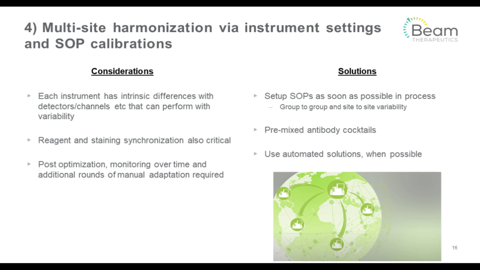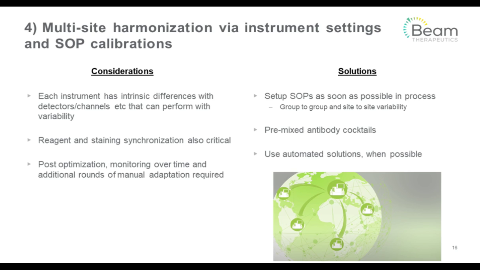The next area for optimization is really multi-site harmonization of those instrument settings and calibration and your SOP calibrations. Remember that each of those instruments has intrinsic differences with detectors and channels that can also perform with variability, whether it's the exact same machine that you have at multiple sites or different machines. They're all going to have their own variability from machine 1 to machine 2.